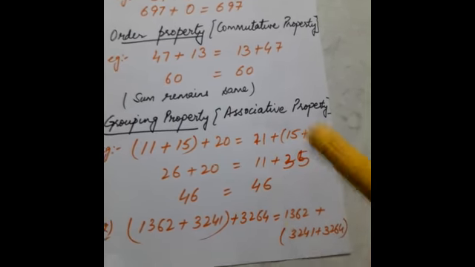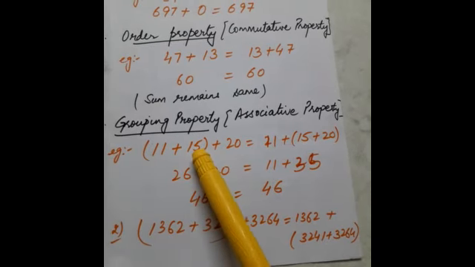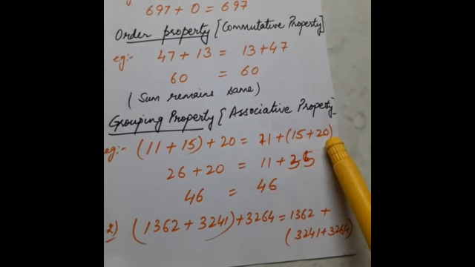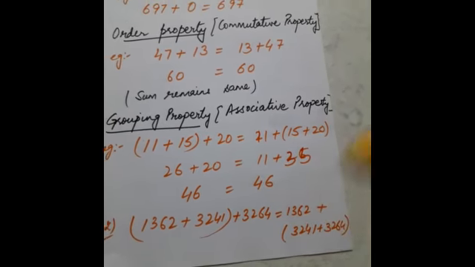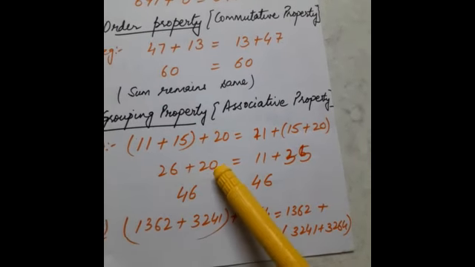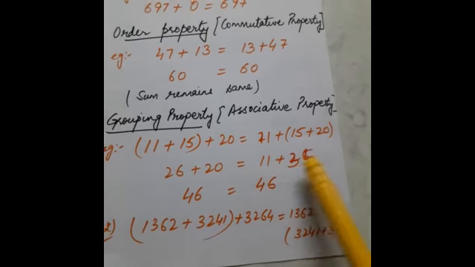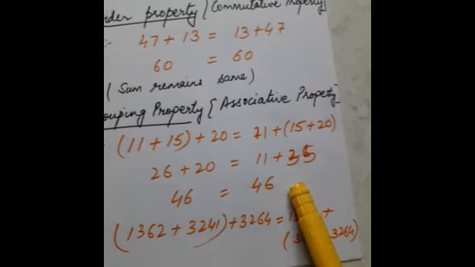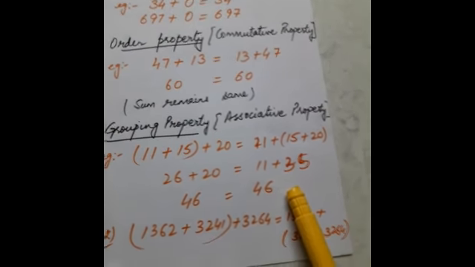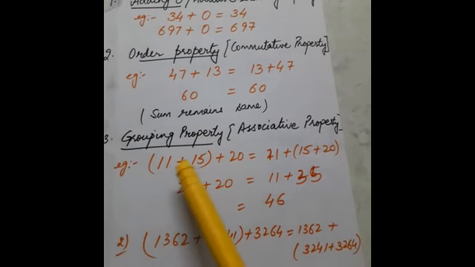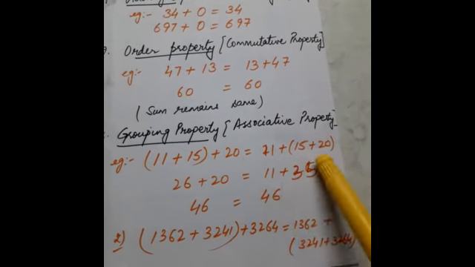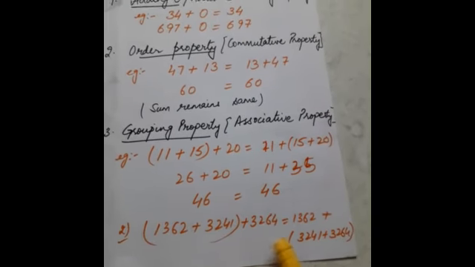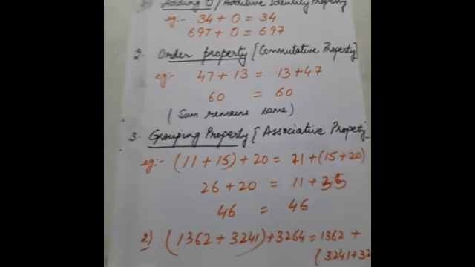Now let us check this. 11 plus 15 is equal to 26, plus 20. Here 15 plus 20 is equal to 35. Let us again add the numbers. 26 plus 20 is equal to 46. 11 plus 35 is equal to 46. So the answer remains the same. So grouping property means you can change the groups, but in both cases the answer will be the same. The same example is here, so we need not solve this. We can do it mentally.